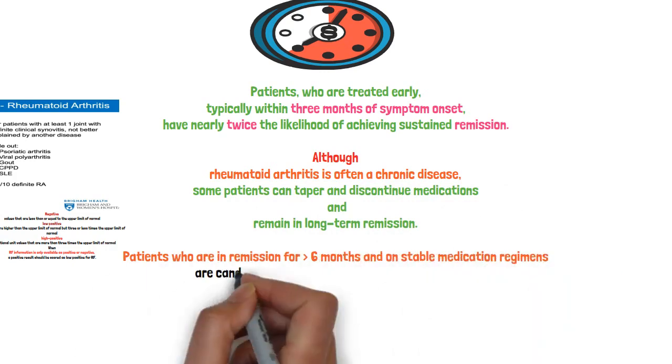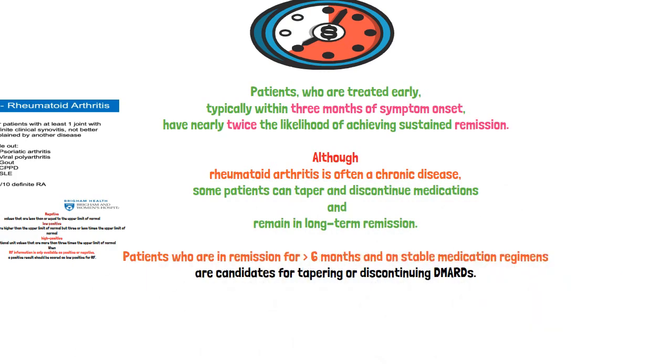The patients who are treated early, typically within 3 months of symptom onset, have nearly twice the likelihood of achieving sustained remission. Although rheumatoid arthritis is often a chronic disease, some patients can taper or discontinue medication and remain in long-term remission. Patients who are in remission for more than 6 months and on stable medication regimens are candidates for tapering or discontinuing DMARDs, as we will discuss.